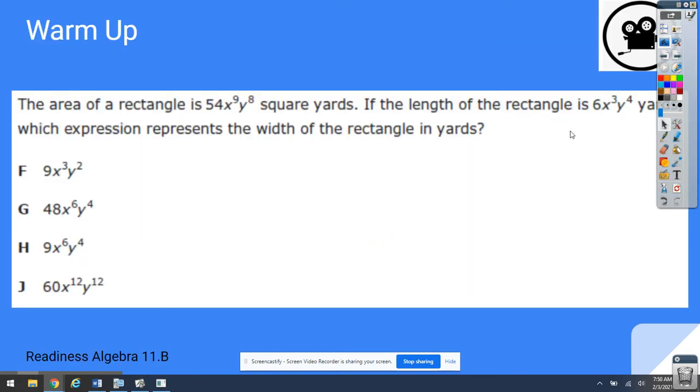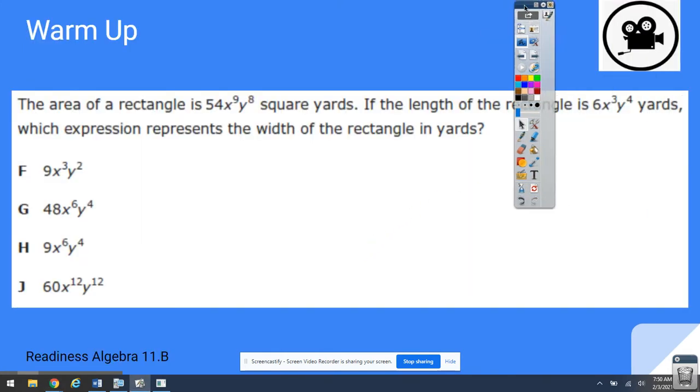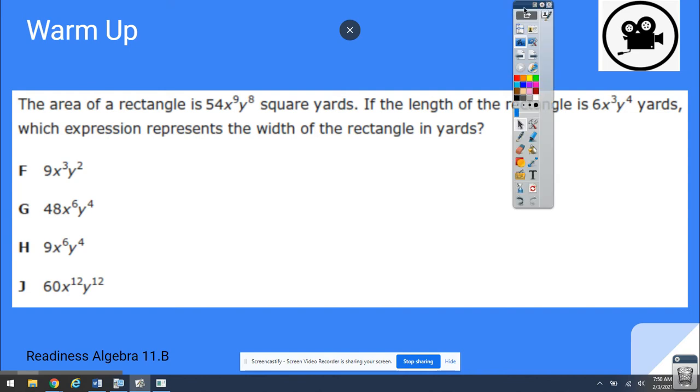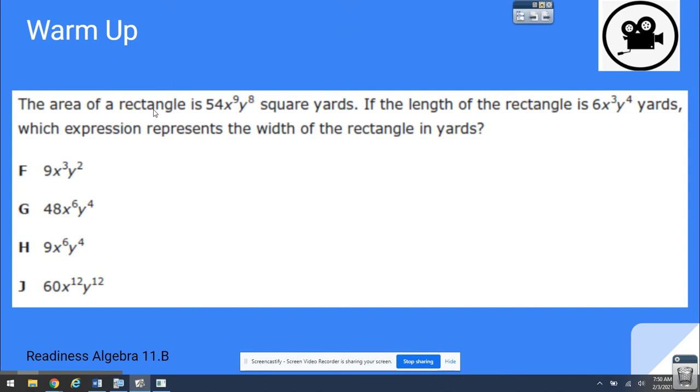Okay, so for our warm-up first, what we're going to take a look at is just how to answer one of these questions, kind of review from yesterday. They tend to give you word problems, so we want to make sure you guys understand that concept. So let's go ahead and see what we have to do first. So the question reads, the area of a rectangle is 54x to the ninth, y to the eighth square yards. If the length of the rectangle is 6x to the third, y to the fourth yards, which expression represents the width of the rectangle in yards?